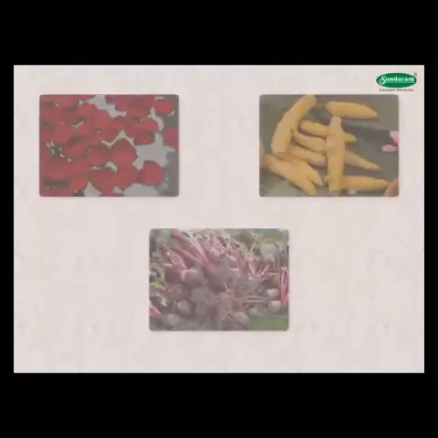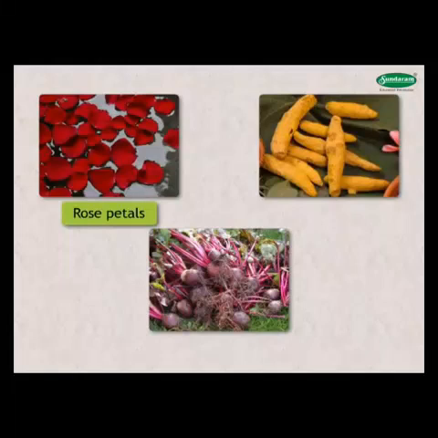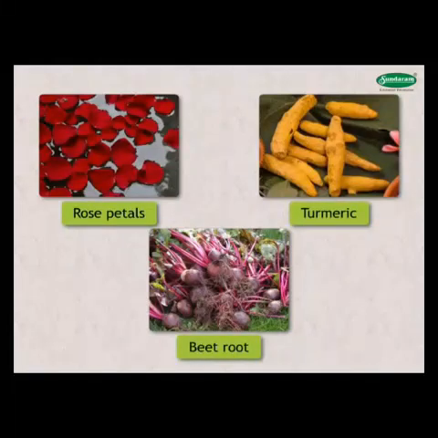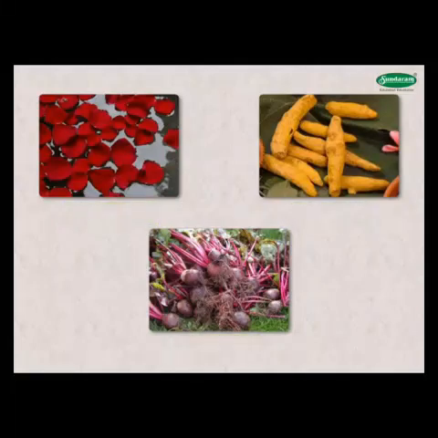There are many natural substances such as rose petals, turmeric, beetroot, etc. that can be used as indicators. They are called natural indicators.